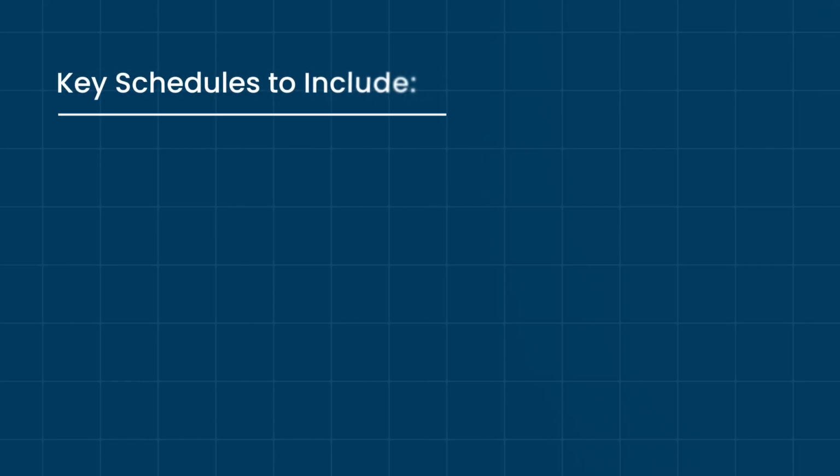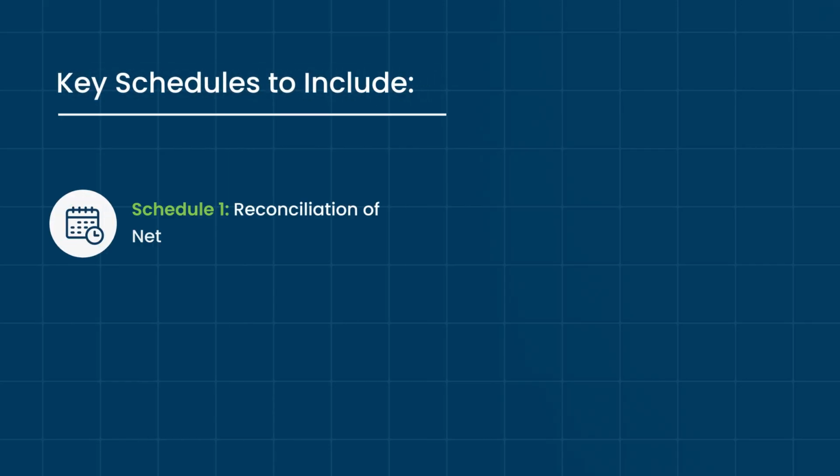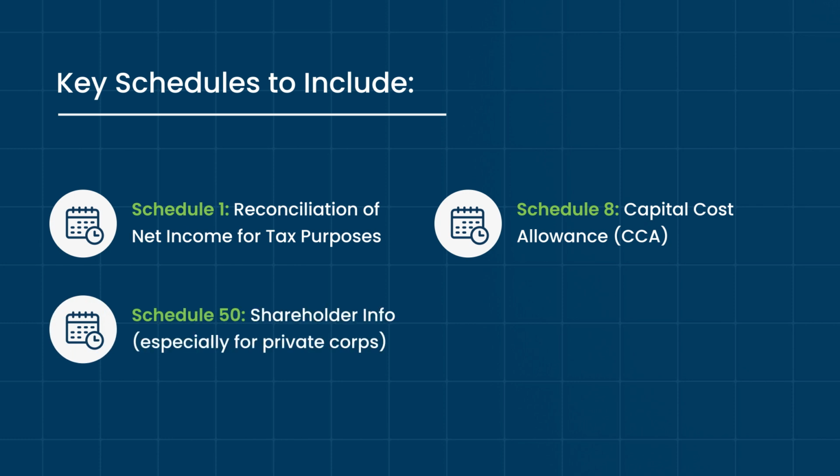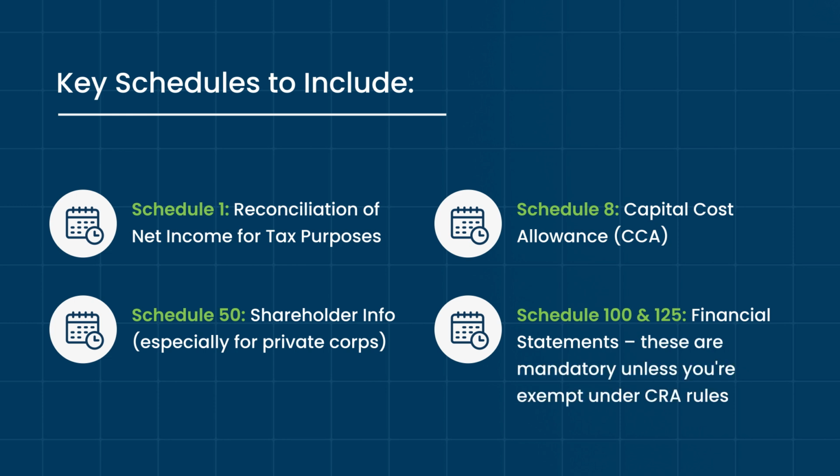Key schedules to include: Schedule 1, reconciliation of net income for tax purposes. Schedule 8, Capital Cost Allowance, CCA. Schedule 50, shareholder information, especially for private corporations. Schedule 100 and 125, financial statements. These are mandatory unless you're exempt under CRA rules.